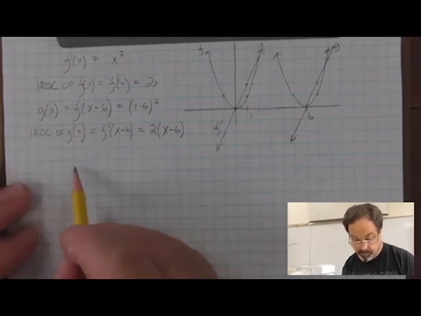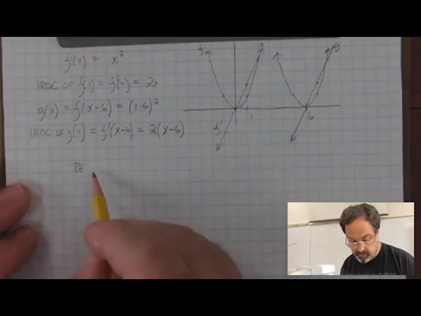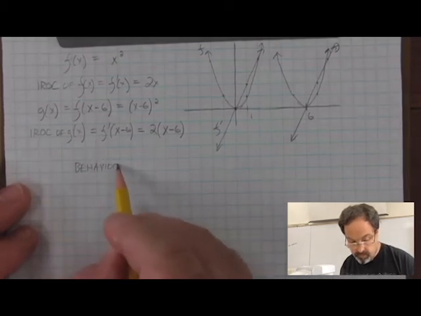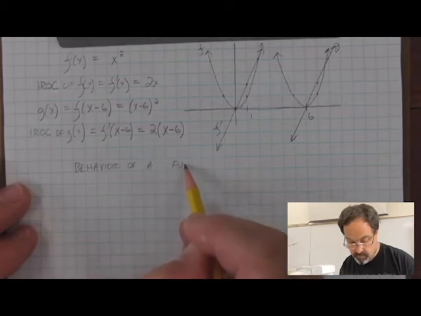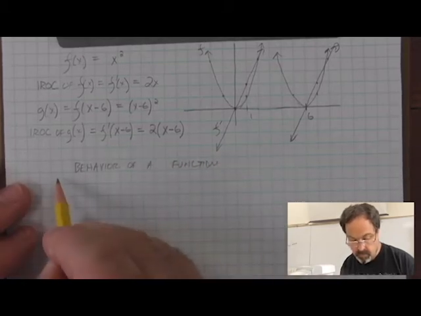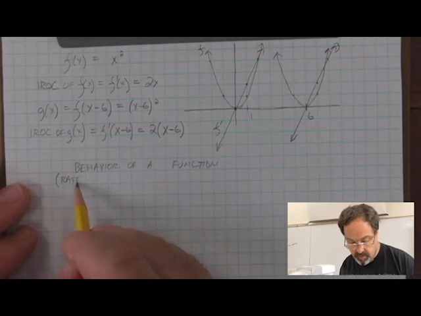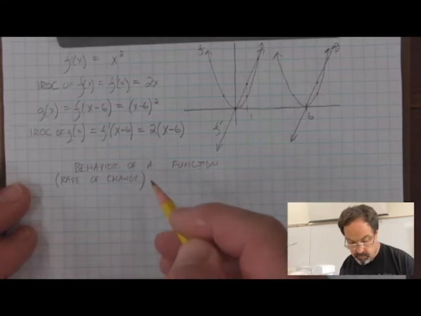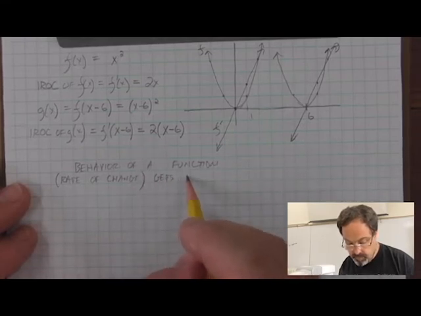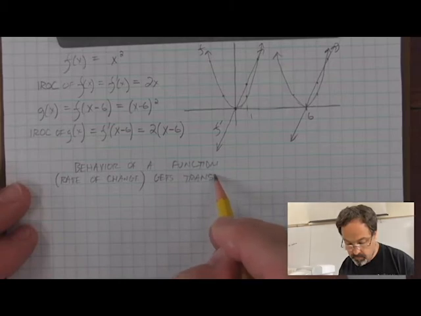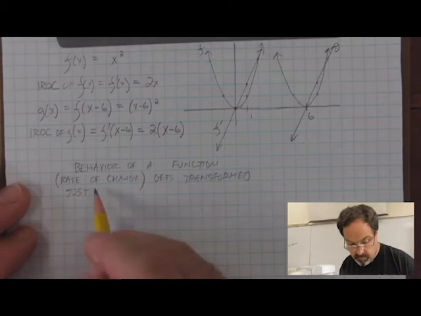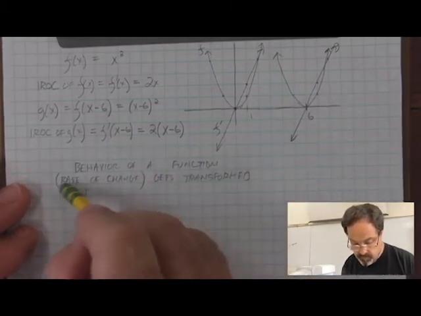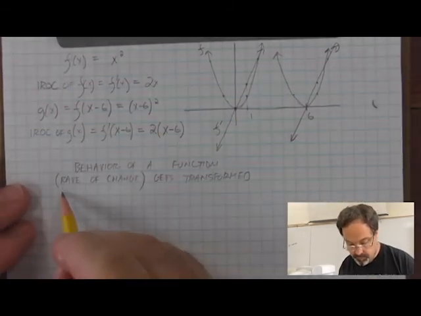The takeaway is that the behavior of a function, in this case, what we care about is the behavior that we're calling rate of change, gets transformed just as the function gets transformed, or in the same manner.